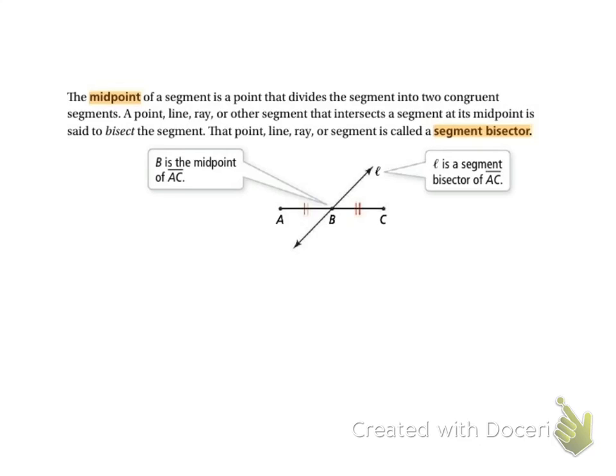Okay, the midpoint of a segment is a point that divides the segment into two congruent segments. A point, line, ray, or other segment that intersects a segment at its midpoint is said to bisect the segment. That point, line, ray, or segment is called a segment bisector. So if we look here, the little dash marks tell us that AB is equal to BC. So B is the midpoint. And then line L goes through point B, so L is a segment bisector of AC.